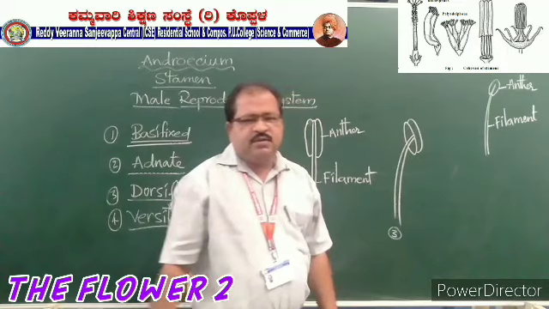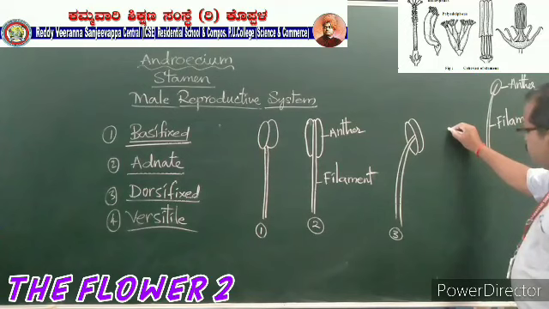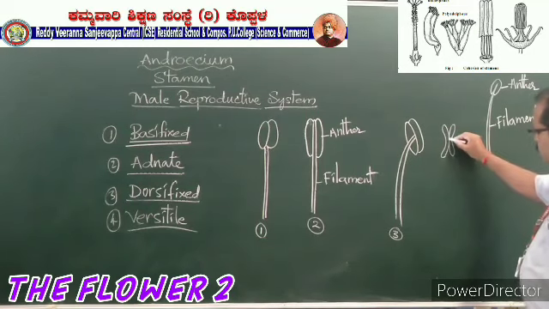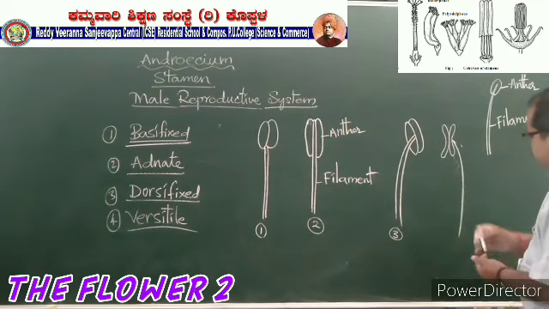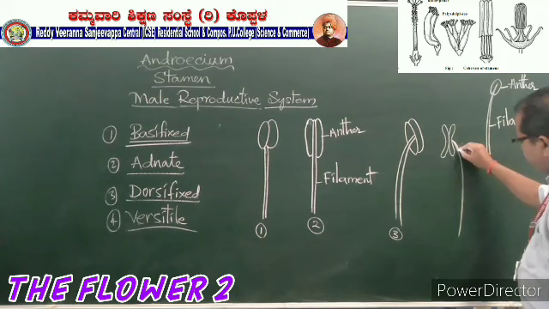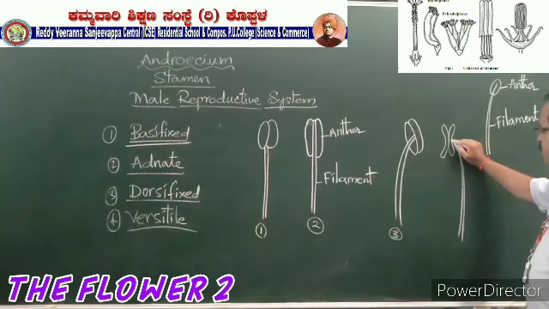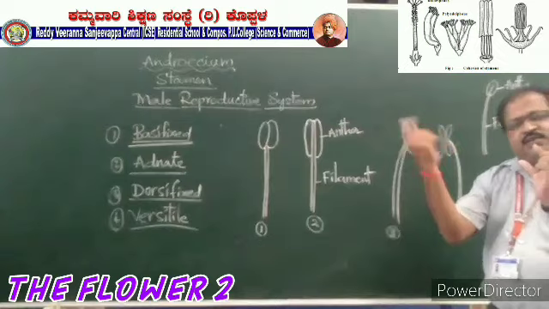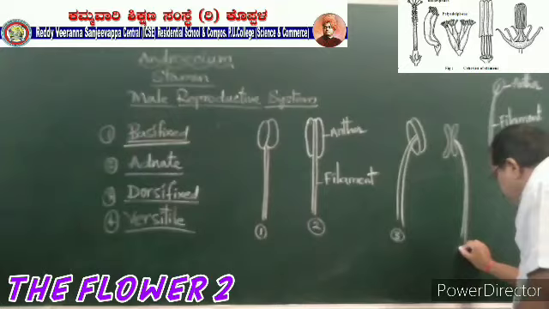Next is the versatile stamen. In this, the anther moves freely, and the filament is attached at a single point on the back side. So what happens here is that the anther can rotate through a 360-degree angle. That is called versatile.